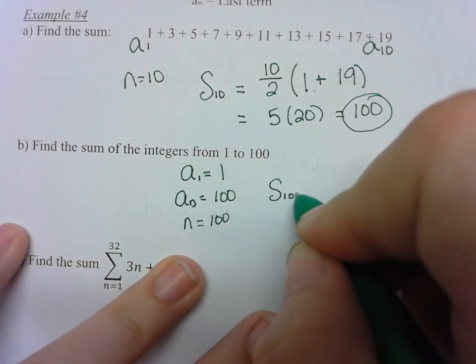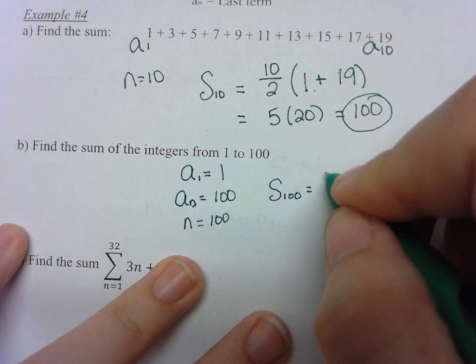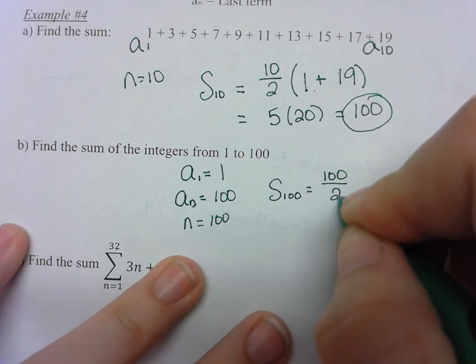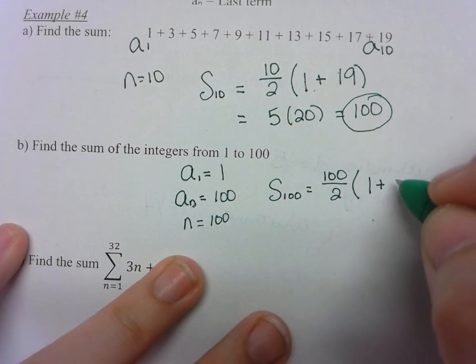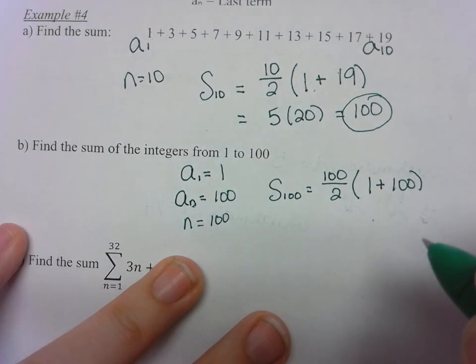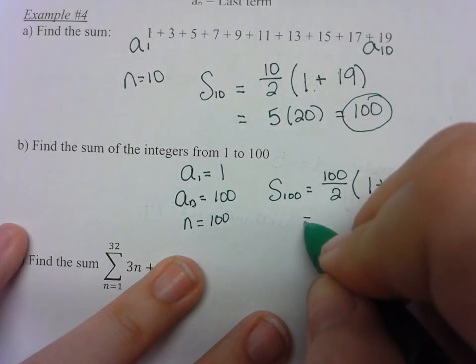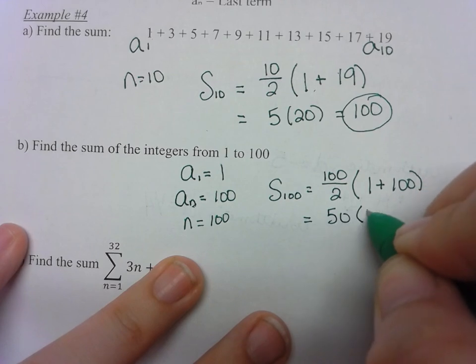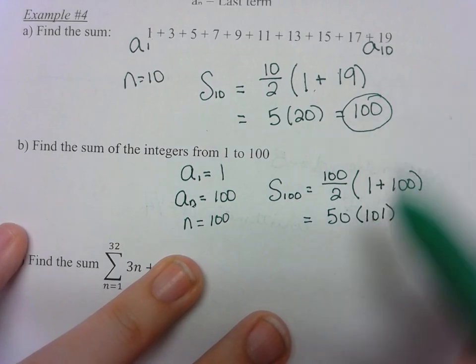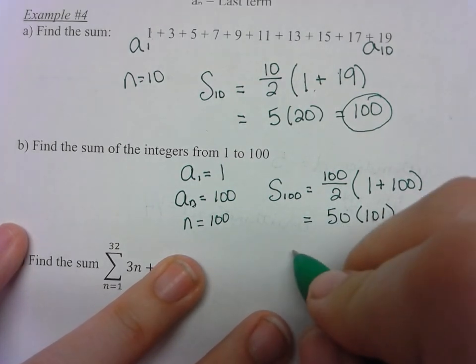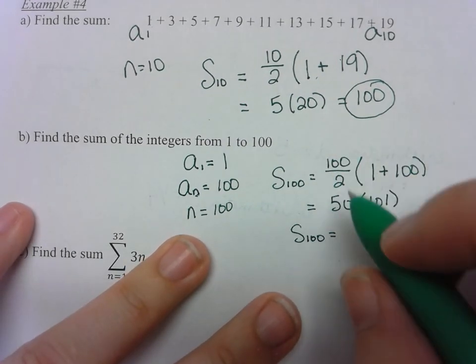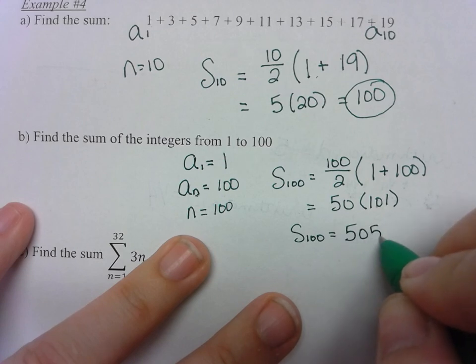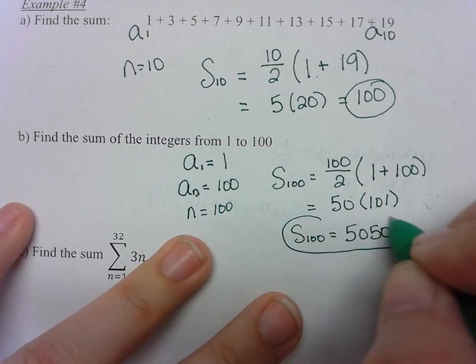S sub 100 is equal to 100 over 2 times 1 plus 100. So that's going to be 50 times 101. Plop that into your calculator really quickly, and you have your sum of the first 100 integers is 5,050.